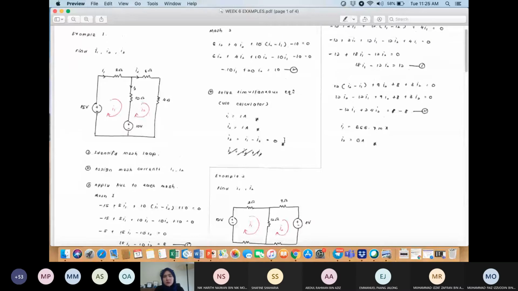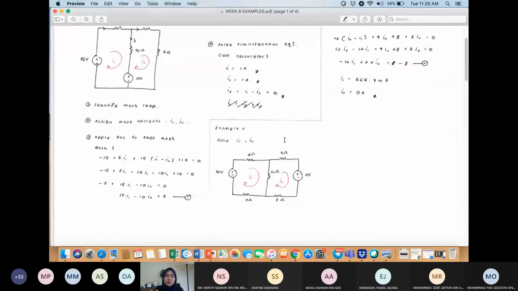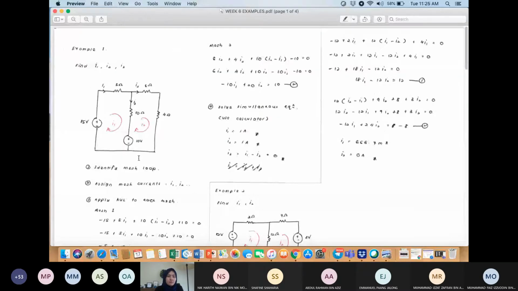I hope you can understand this. You just follow the 4 steps. This mesh analysis is basically simpler than the nodal analysis that you learned last week.